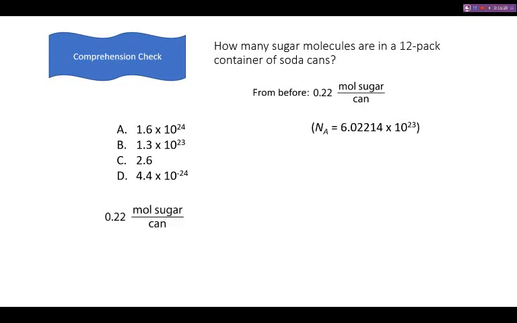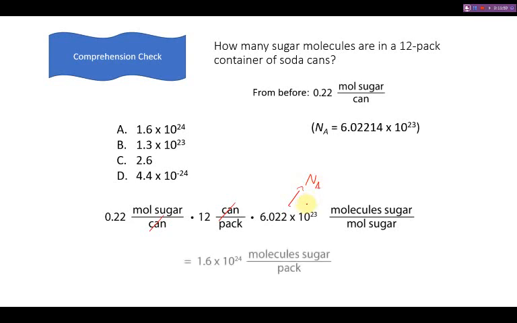All right? Since we know that there's 0.22 moles of sugar per can, we can multiply by the number of cans per pack. That will then cancel out the cans. But we want to know how many sugar molecules there are in a pack. So we need to then use the relationship between molecules and moles, which is Avogadro's number. If we solve for that, we get 1.6 times 10 to the 4 molecules of sugar per pack.